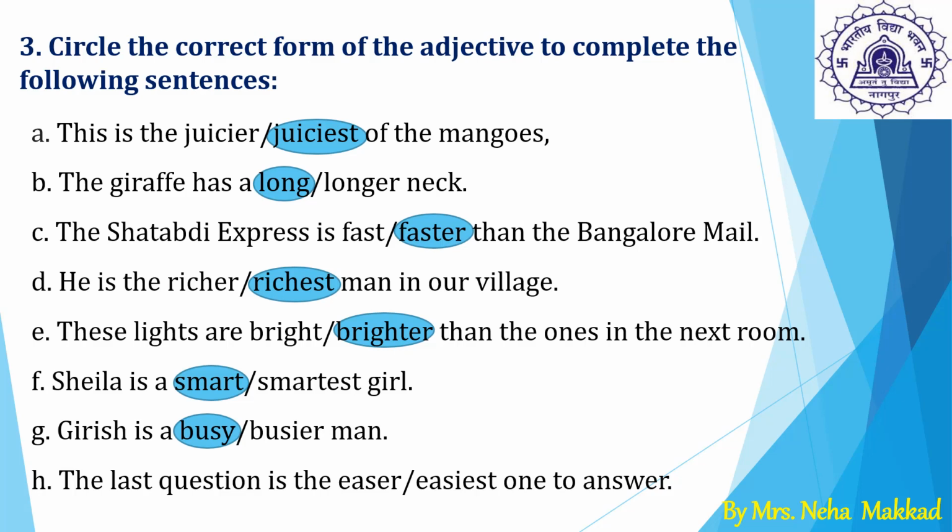The last question is the easiest one to answer. So why easiest here? Because the article the is given there, and amongst all the questions, although we are talking about only one question, here it is the easiest one to answer among them.